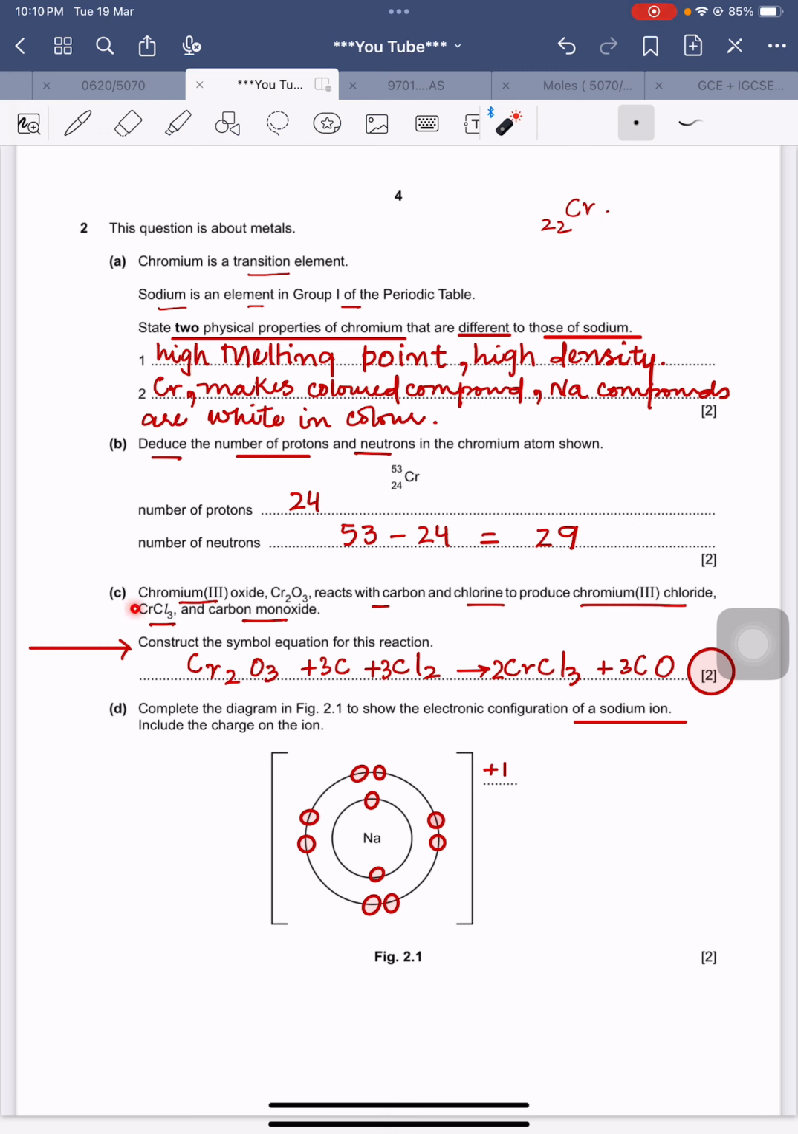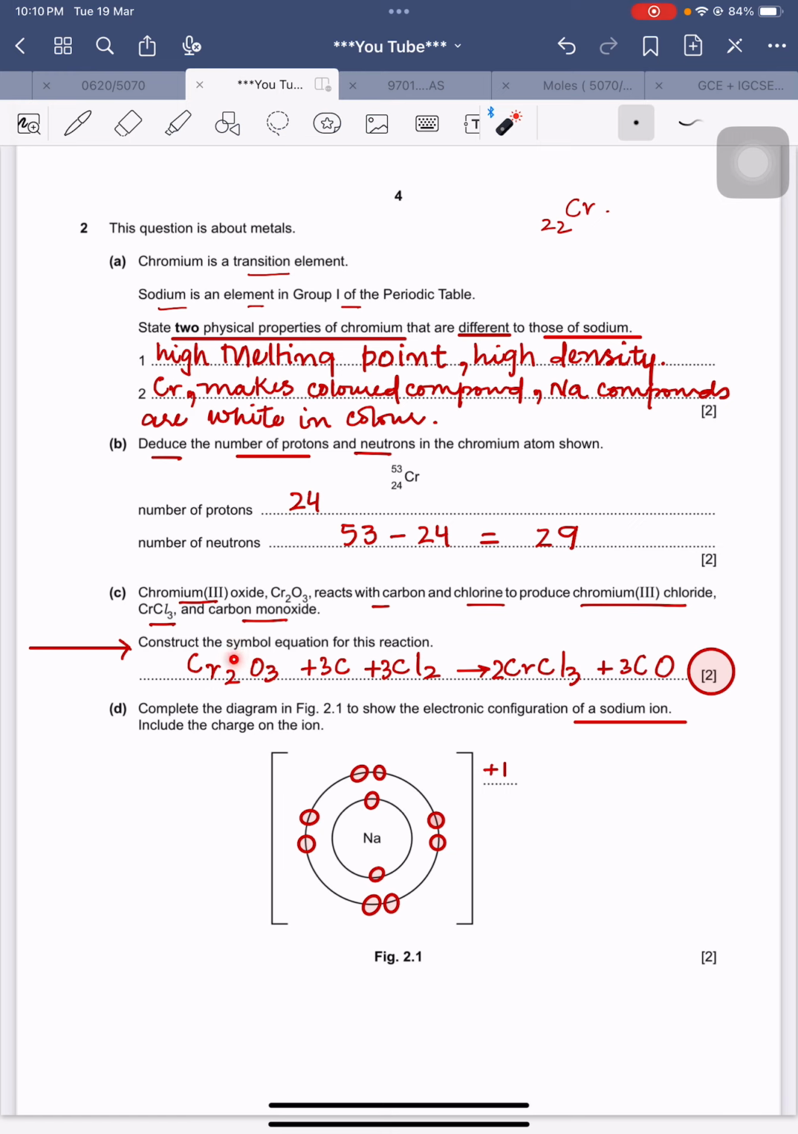Okay, now look at question C. Chromium oxide, Cr2O3, reacts with carbon and chlorine to produce chromium(III) chloride, CrCl3, and carbon monoxide. Guys, that question has 2 marks. They are not asking you to write the balanced chemical equation here; they are asking for a symbolic equation.